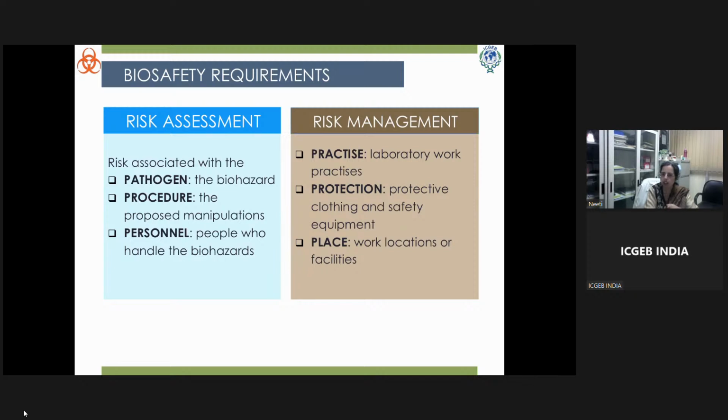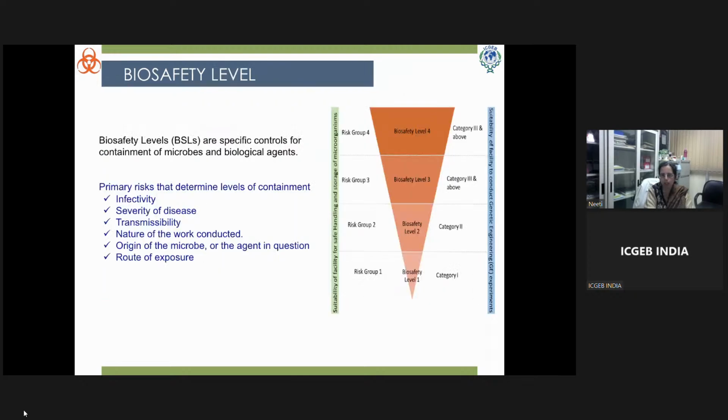And what are these? This would involve the safe practices, that is having a safe laboratory area and a proper procedure defined to handle the pathogen, have protection, that is maybe in terms of protective clothing or safety equipment that have been used, and then overall place, that is the work location or the research facility where the experimentation or the manipulations are being performed. So once we understand the three P's involved in risk assessment and the others required for risk management, an effective biosafety environment can be built.